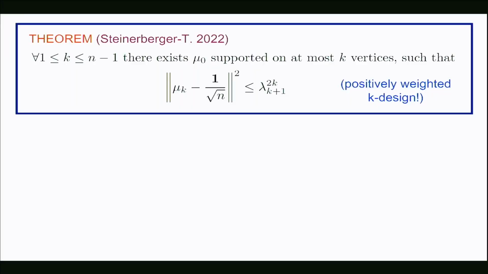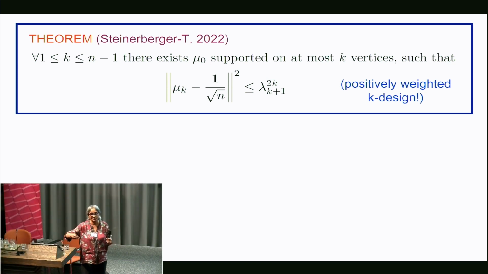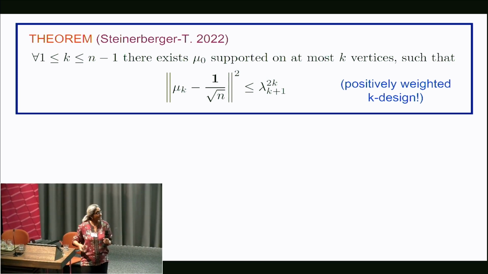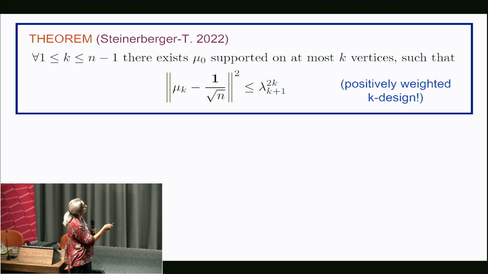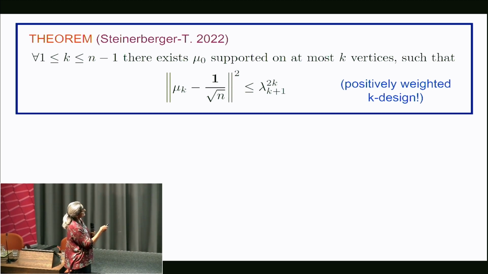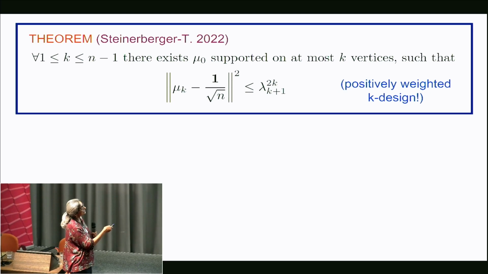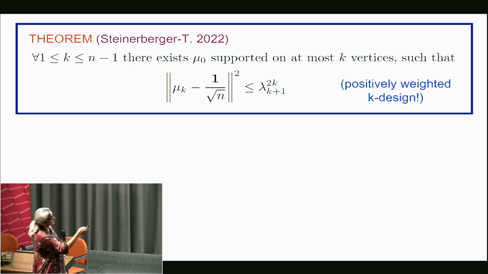So it says that if you pick any k between 1 and n minus 1, then there is some initial measure that is supported on at most k vertices. So instead of starting with one vertex, allow yourself 2 vertices or 3 vertices or k vertices. If you do that, then you can always find an initial measure such that the convergence rate to the stationary distribution is controlled by lambda k plus 1. And this measure is one of these positively weighted k designs.